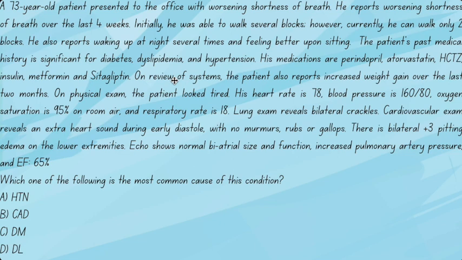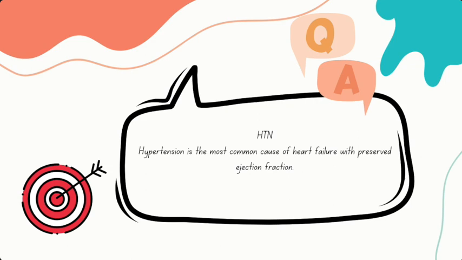Which one of the following is the most common cause of this condition? Hypertension, coronary artery disease, dyslipidemia, or diabetes. Okay, pause the video, think about it, choose the answer. Okay, 3, 2, 1. And the right answer is, drums please. Hypertension. Hypertension is the most common cause of heart failure with preserved ejection fraction.